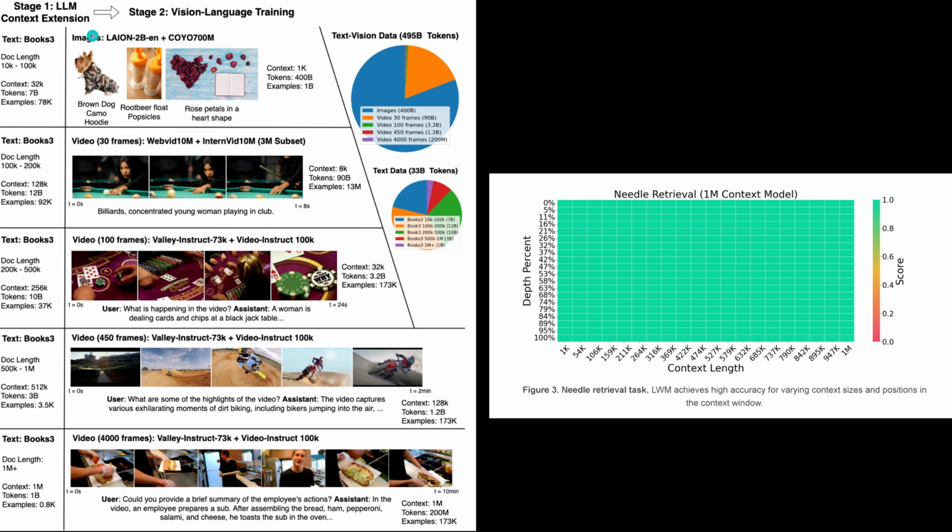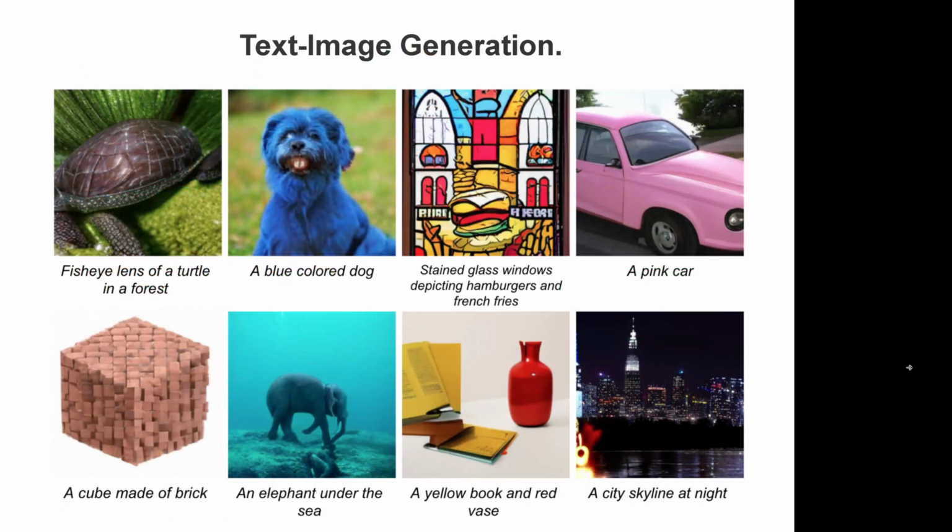Look, stage 1 was LLM context extension. Stage 2 was vision language training. Look what they did. Look at how we have a specific test here for the accuracy, the needle retrieval. And they go to a context length of 1 million tokens. They show us the score of the needle test, and at 100% we have 100% accuracy. Absolutely fascinating. 1 million tokens. Open source, free. You can download it immediately, right now.